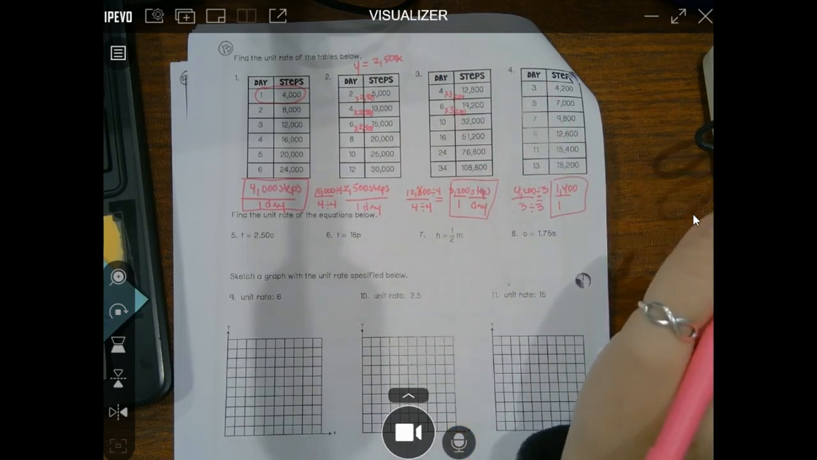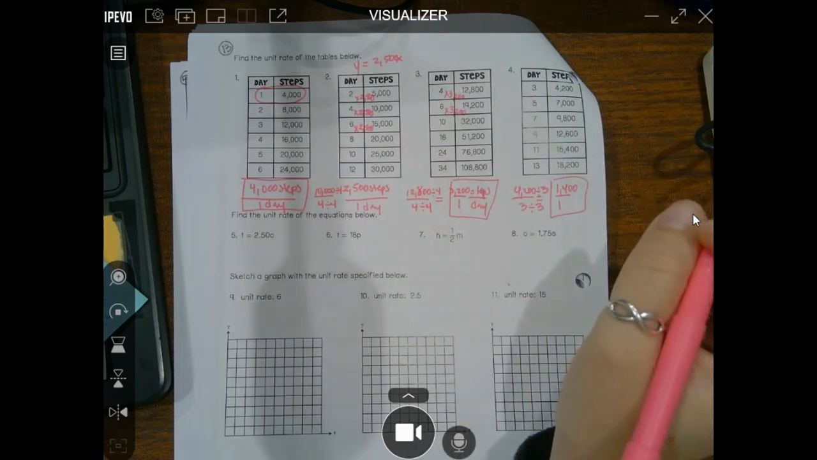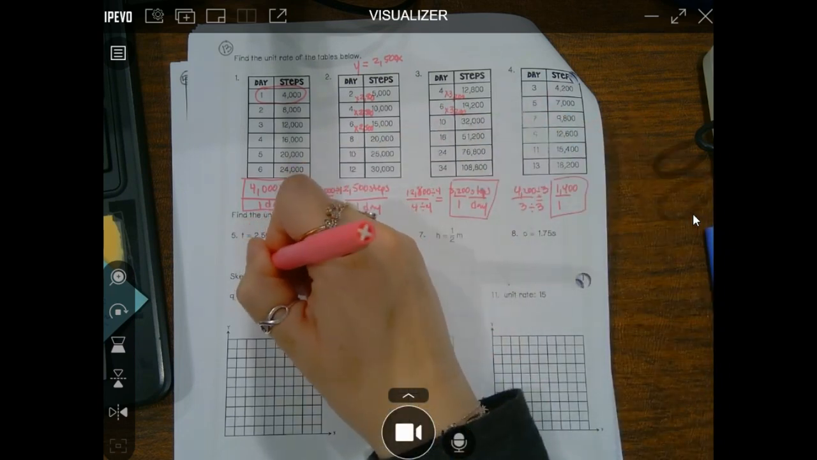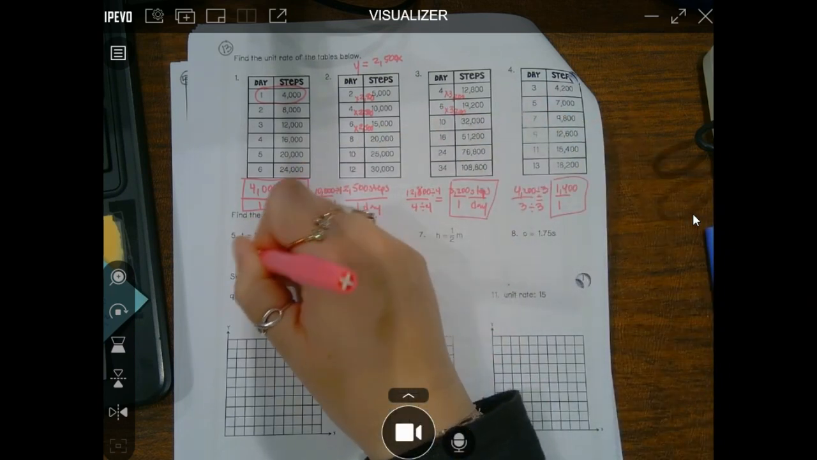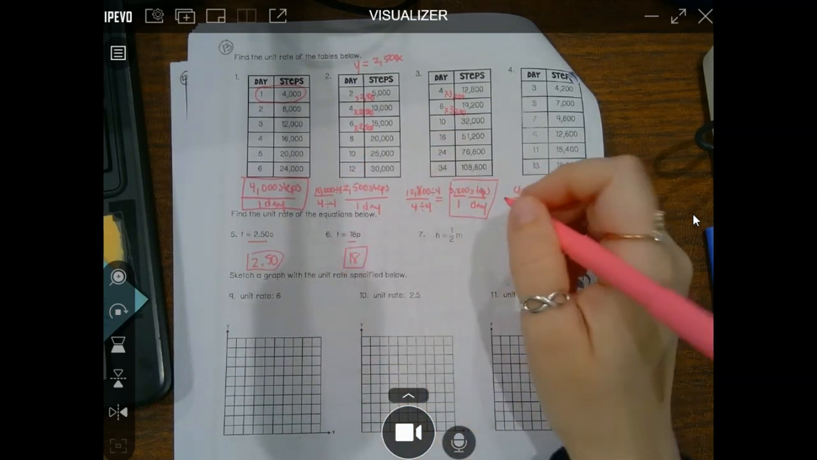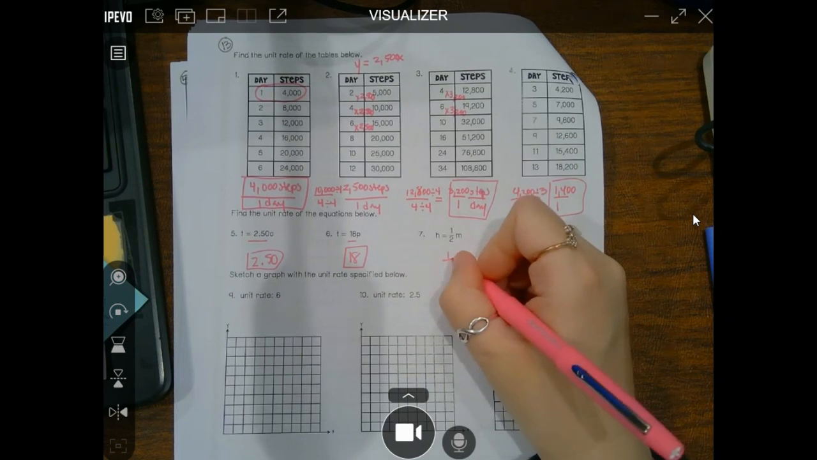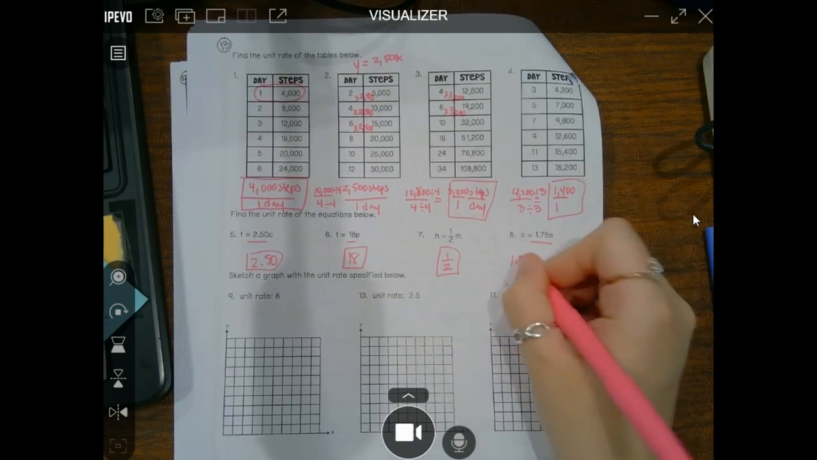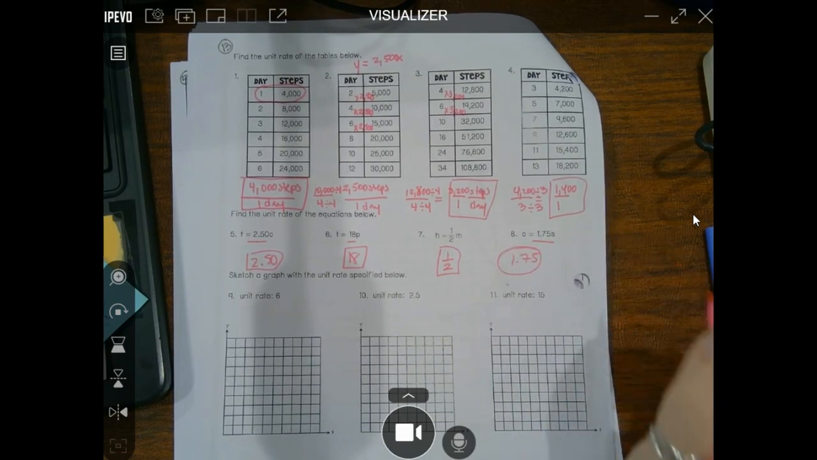Okay, the easiest thing is when they say, please find the unit rate from the equation below. Done. It's the coefficient, so that one's 2.50 or 2.5. This one would be 18. Yes, it is that simple. What's this one? Hopefully you said 1/2. What about this one? Hopefully you said 1.75. Okay.